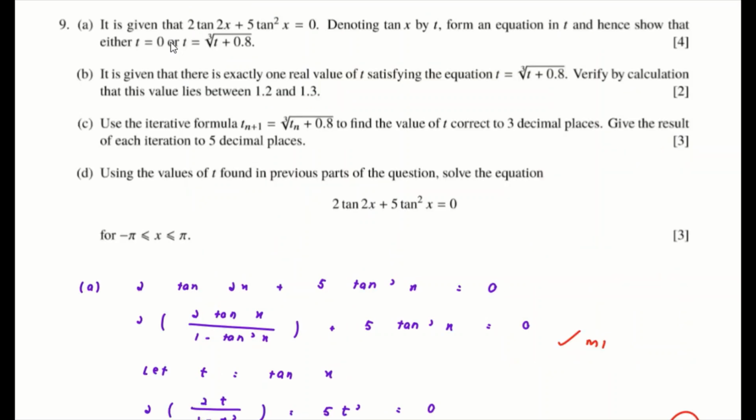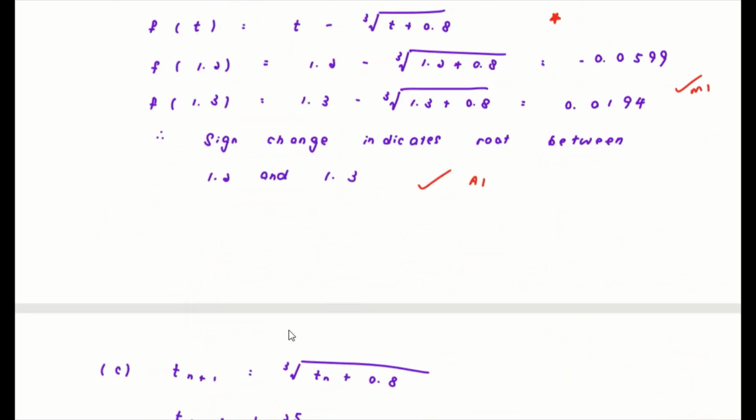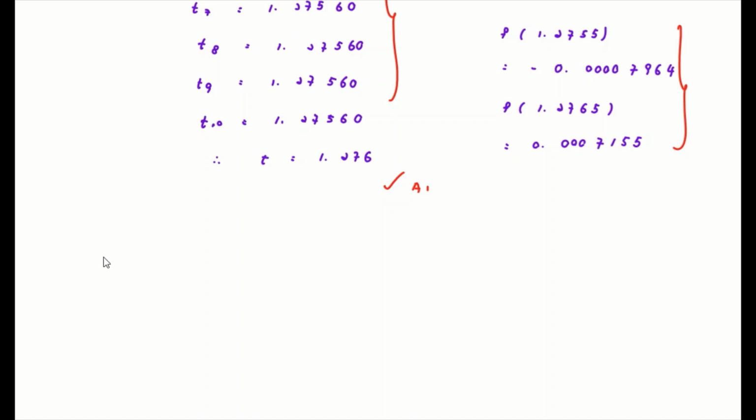Okay, last part of the question, using the values of t found in previous parts of the question, solve the equation here. So yeah, you must remember that you still have a t equals to 0 here. If not, then later you'll kind of miss out something here. Okay, so for part D here, let me try to just copy down the equation first. So 2 tangent 2x plus 5 tangent square equals to 0.